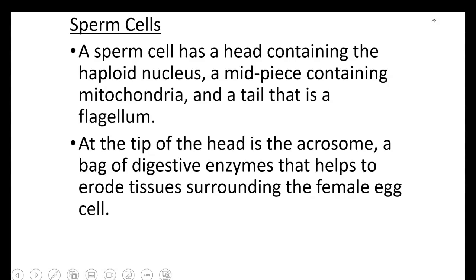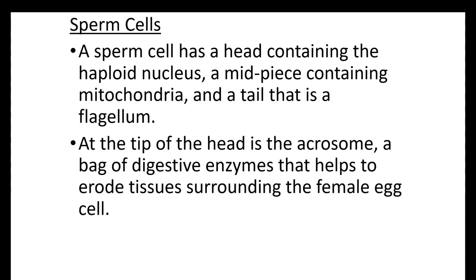Now, a sperm cell has a head that's going to contain a haploid nucleus. Remember, a haploid from biology means half the genetic information. So in a regular human cell, you're going to have 46 chromosomes. So if it's a haploid cell, it's going to have half of that. So it's going to have 23 chromosomes. A regular cell, remember, is diploid. And so with this haploid nucleus, it's also going to contain a midpiece that contains mitochondria.